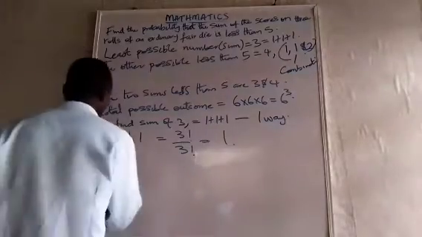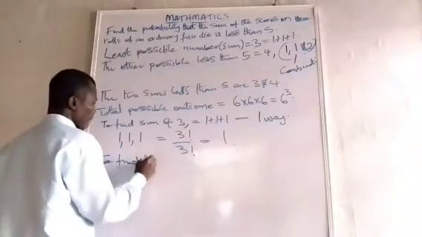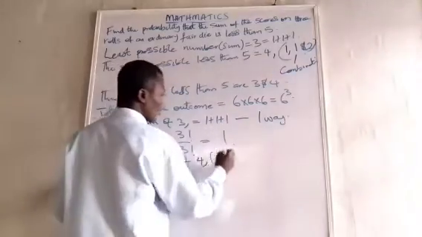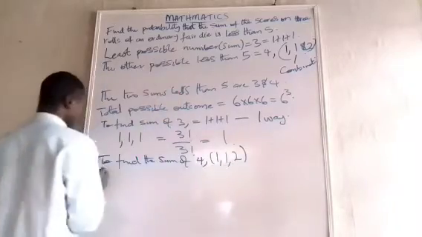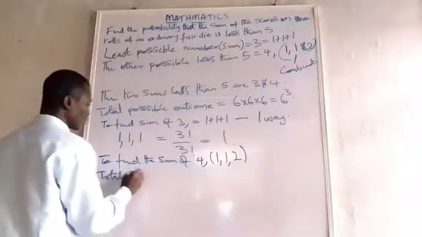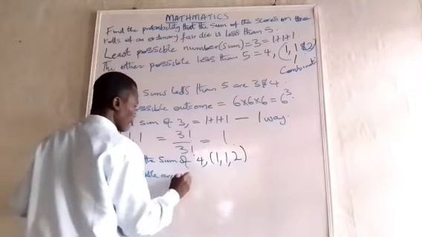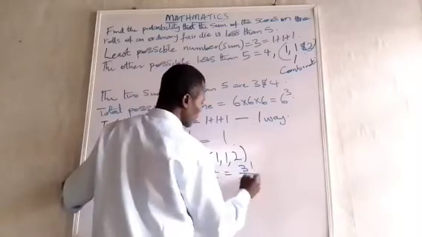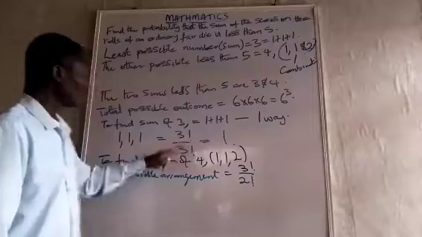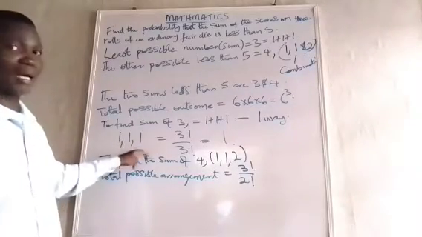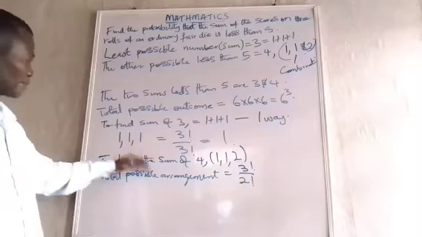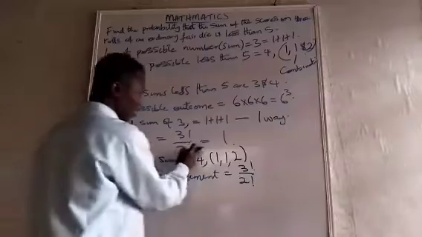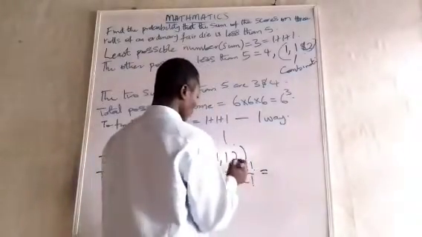To find the sum of 4, we have said that the combination is 1, 1, 2. And the total possible arrangements for this will be equal to 3 factorial over 2 factorial. The denominator is about similar objects. Remember, similar objects. Here we have 1, 1, that's why we have 2 factorial. Here we have 1, 1, 1, that's why we have 3 factorial. So this is going to be 3.